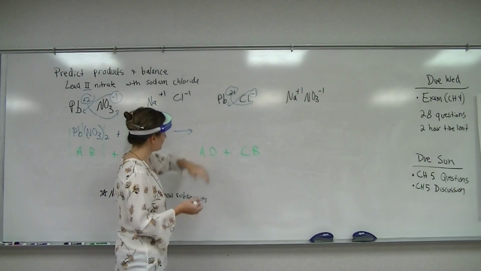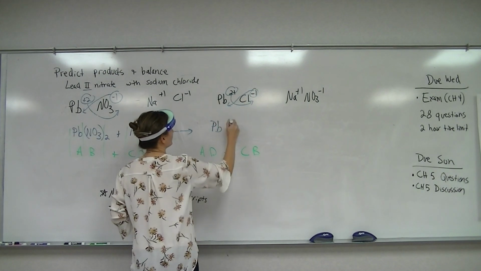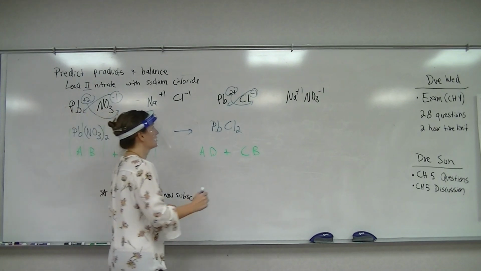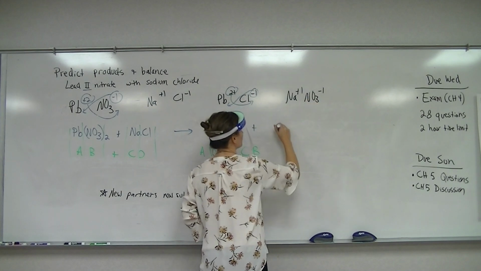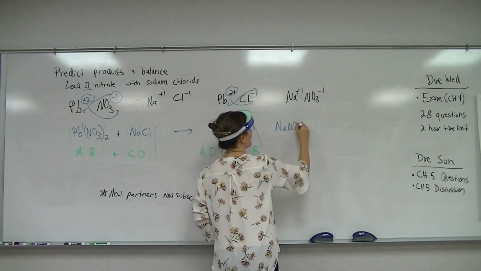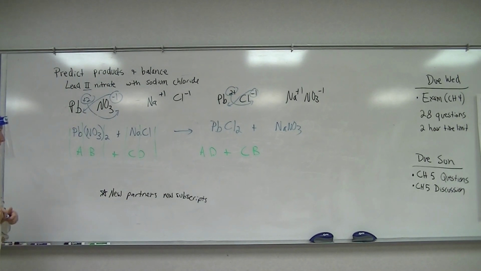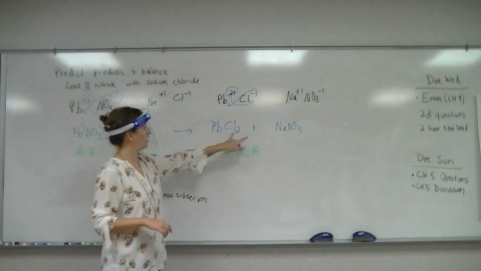So we have lead 1, Cl2. The other product then, +1, -1, those charges cancel. So we just need one of each. So this is the reactants, and these are the products.